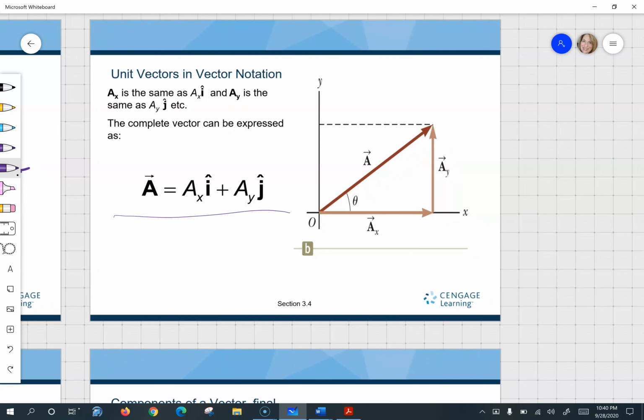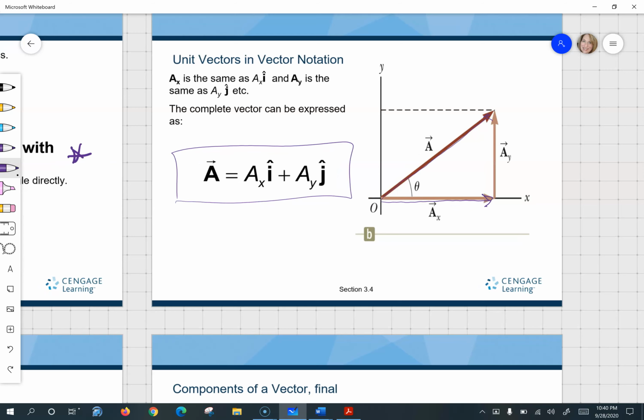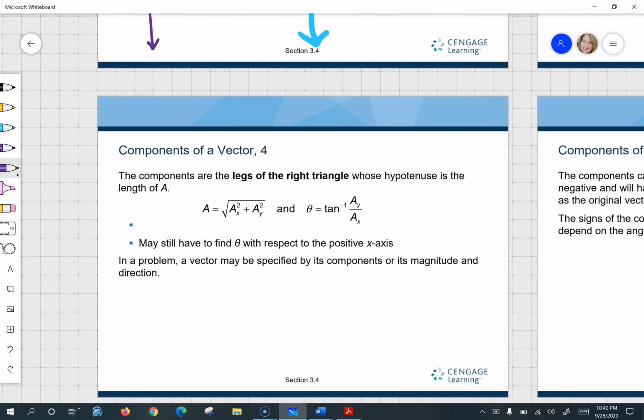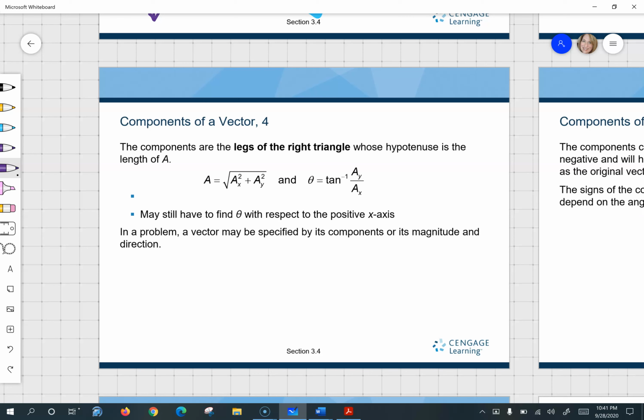So here is our unit vector notation. We could call vector A at a certain angle, or we could say it is AX in the i direction plus AY in the j direction. And if you get used to that, it's really a great idea because you'll see how easy the math gets. But really just think about those components as the legs of the right triangle. And if you wanted the magnitude, you could just use the Pythagorean theorem, and then you could find your angle using the inverse tangent.